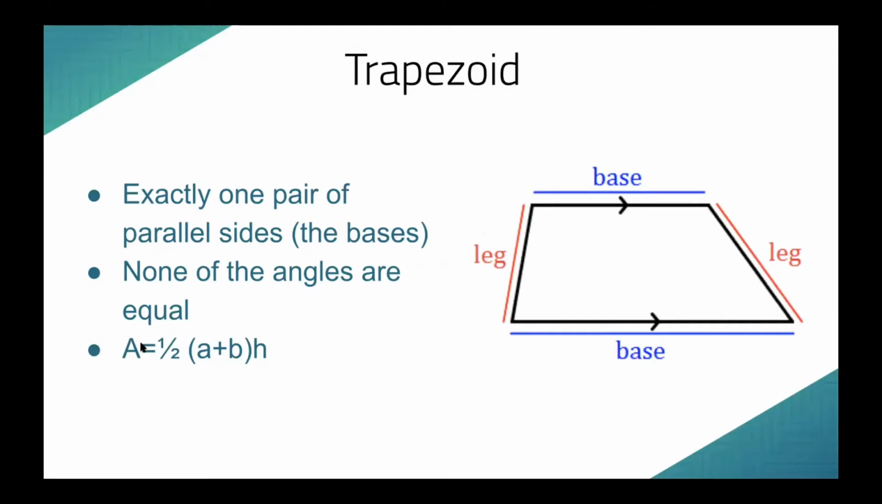And the formula for a trapezoid's area is 1/2 times (a plus b) times the height.